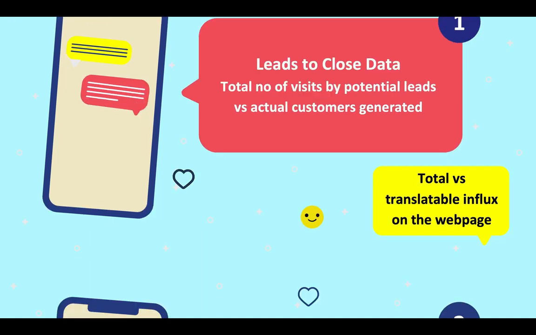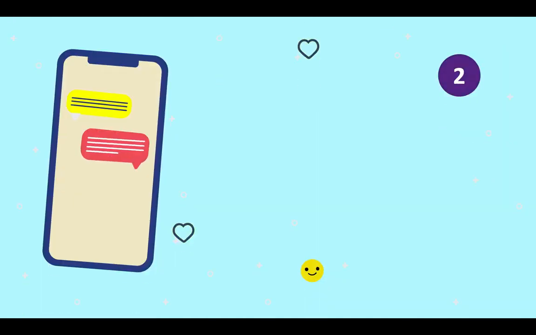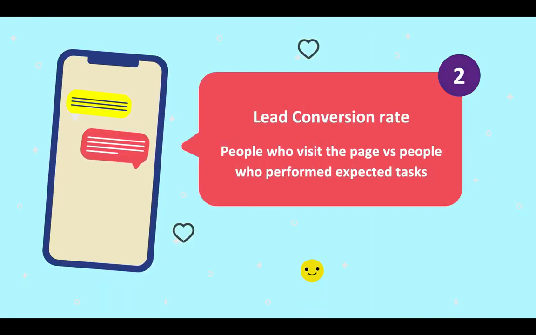Then you have the lead conversion rate. Conversion rate is a rate of people who visit your page versus the people who actually got converted, meaning that they performed the task you were expecting them to. This task can be different depending on the goal of your campaign. It can range from simply subscribing to your newsletter to downloading something or to actually purchasing an item.